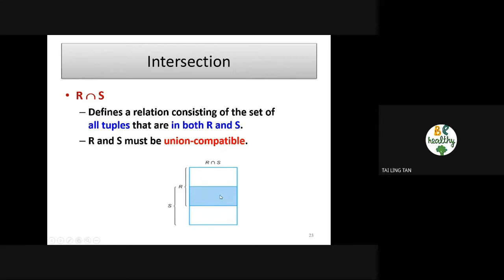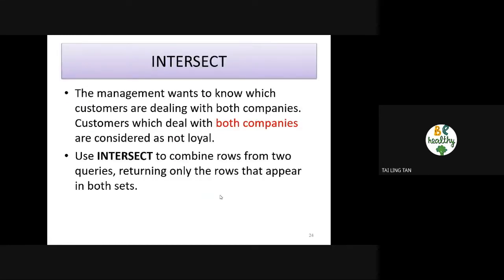I think this one is easy. The management wants to know which customers are dealing with both companies. Just now we had one case: company A takes over company B, so they merge together. Their customer records also merge together, and now they want to find out which customer is actually doing business with both companies. If doing business with both companies, then they treat it as not loyal. So they use intersect.